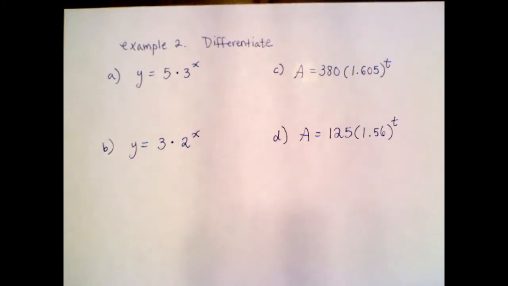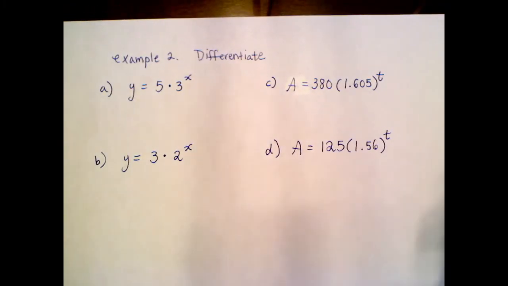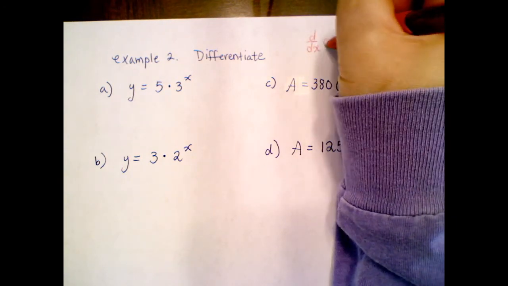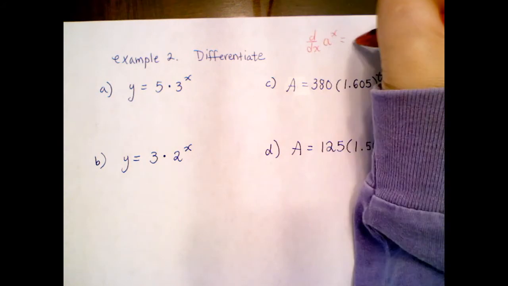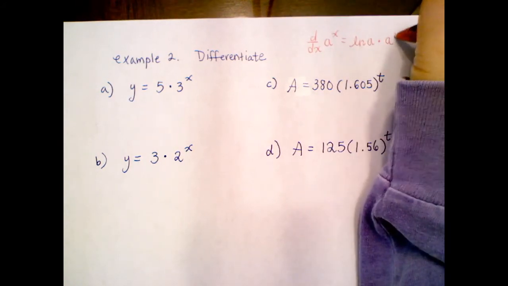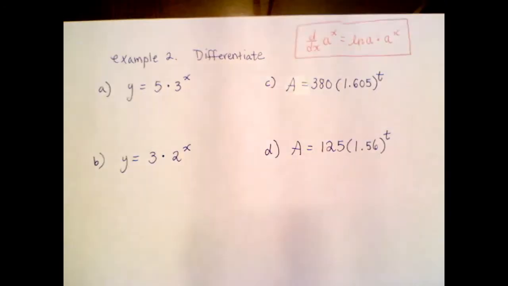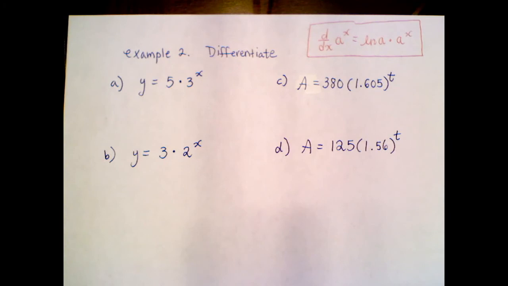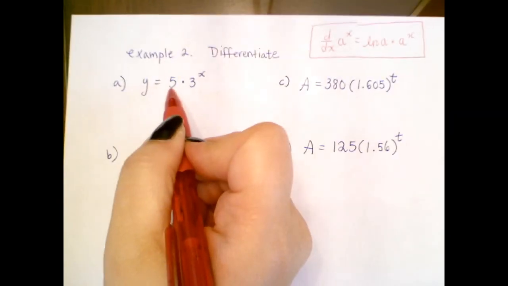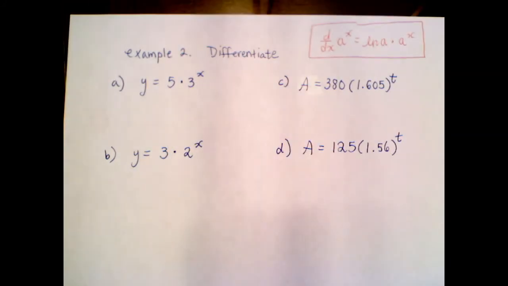Nothing new. Why don't I write down theorem number 12 in this corner here? d/dx of a to the x power is equal to what? Natural log of a times a to the x, right? So we're still using this rule. We just have a constant in front of our problem. You cannot multiply 5 times 3 and make it 15 to the x power. We're not allowed to do that.